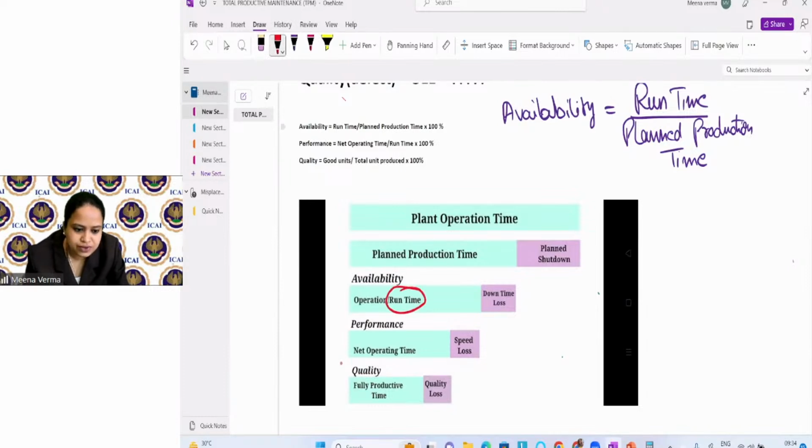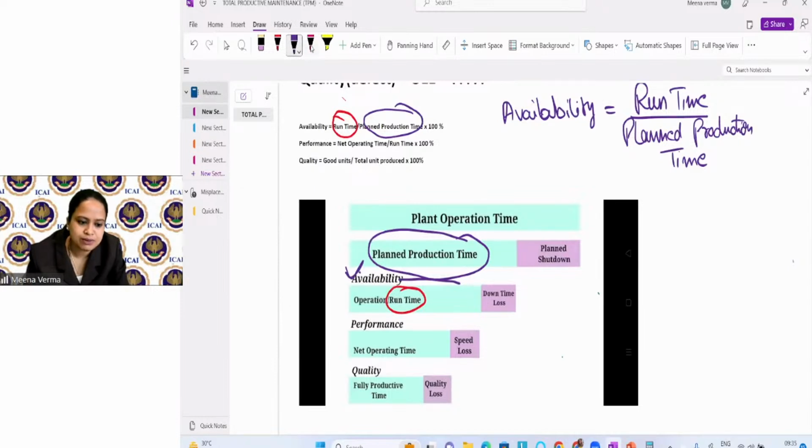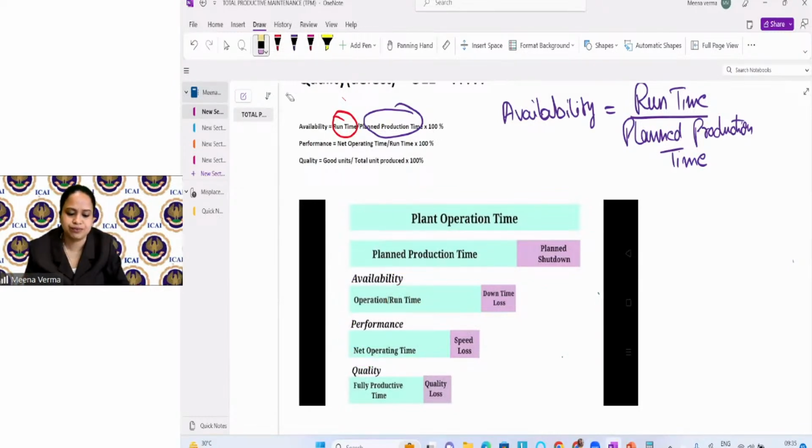Here we have the runtime, and the planned production time. When we divide these two values, we get availability. Similarly, we have the net operating time, and when we divide the net operating time by the runtime, we get performance. Better you write it somewhere; it will help you later. So runtime divided by planned production time gives availability, and net operating time divided by runtime gives performance.